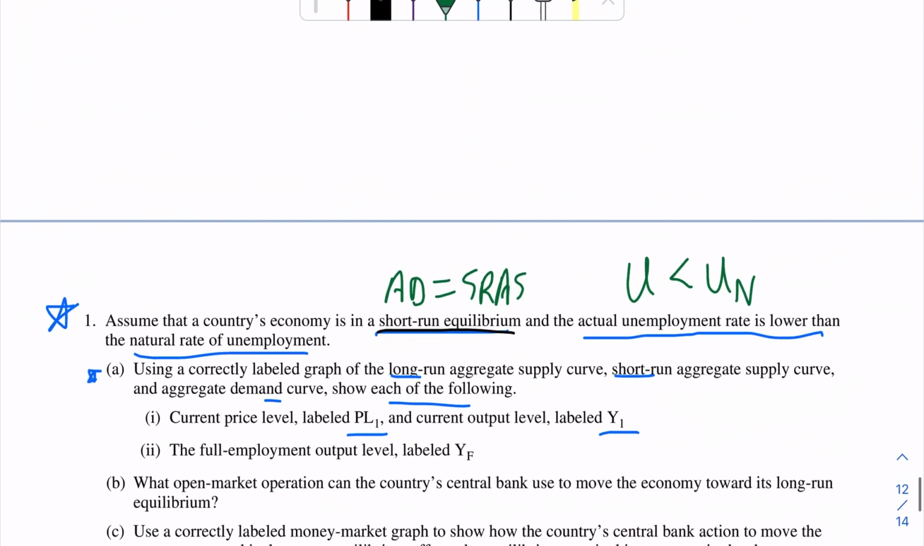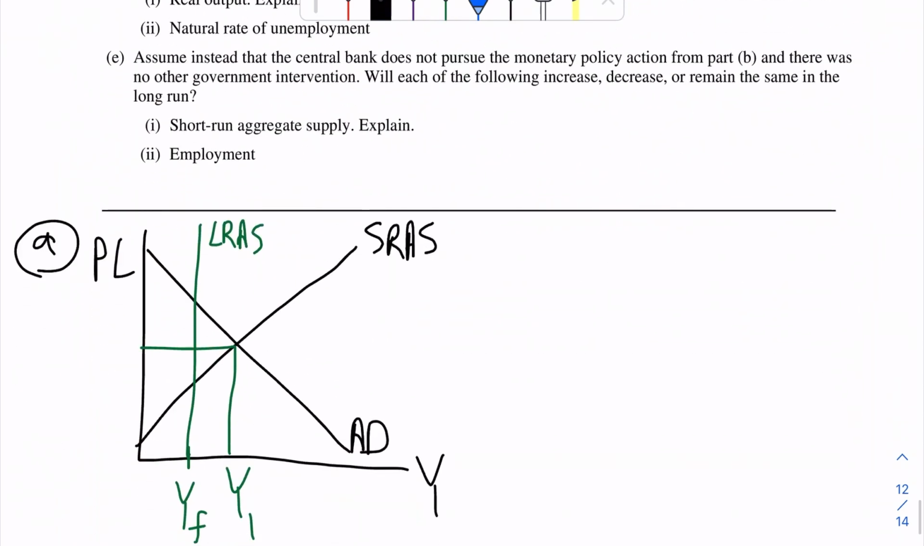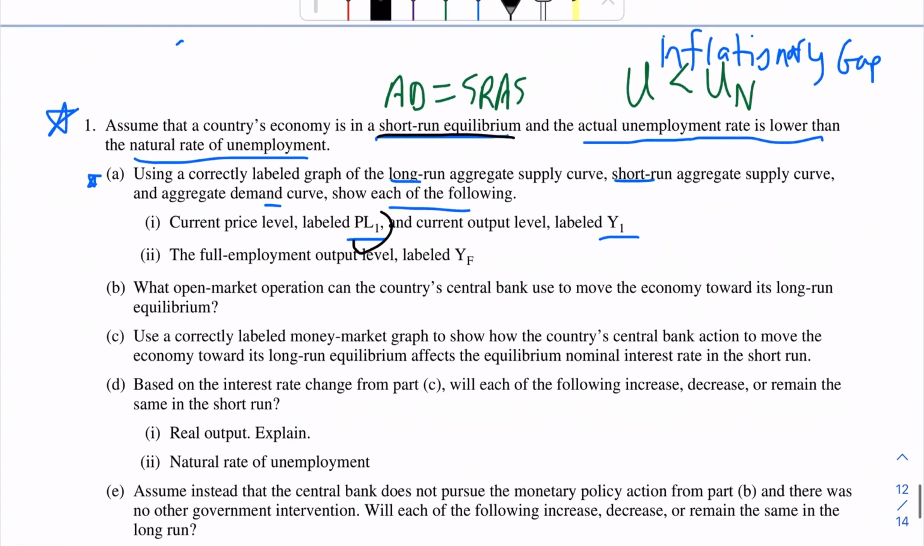Anytime your actual unemployment is lower than your natural rate, this is the inflationary gap. So when we have the inflationary gap, you will be putting the long run to the left. Finally, we just need a PL1 here. Notice that I have labeled absolutely everything on this graph. I have a PL1, a Y1, and a YF. So that right there is 2 points.